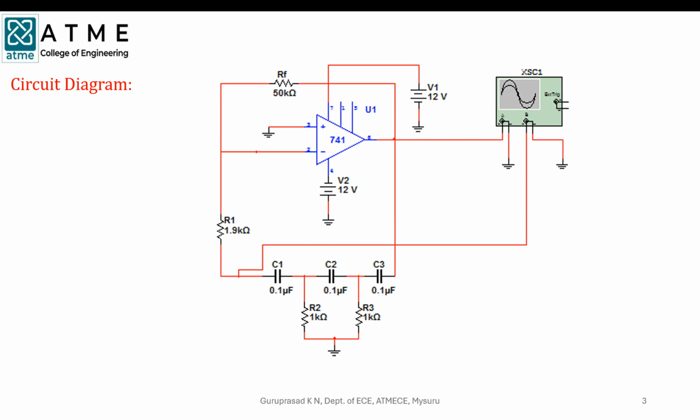This is the circuit diagram. In the circuit diagram, I have used an op-amp, the commonly used op-amp µA741, and I have used 4 resistors: 50 kilo ohm, 1.9 kilo ohm, 1 kilo ohm and another 1 kilo ohm, and 3 capacitors of 0.1 microfarad each. To observe the output, I am using a virtual oscilloscope. So let us construct this circuit using Multisim.